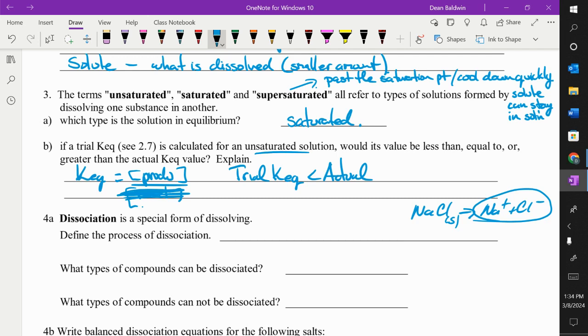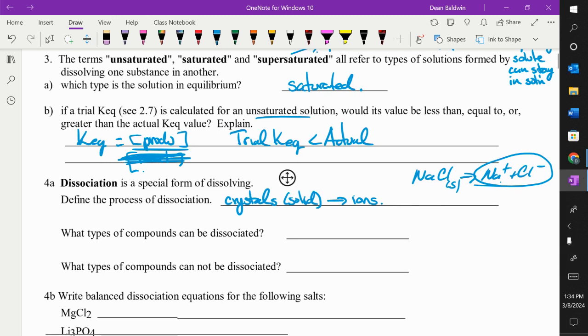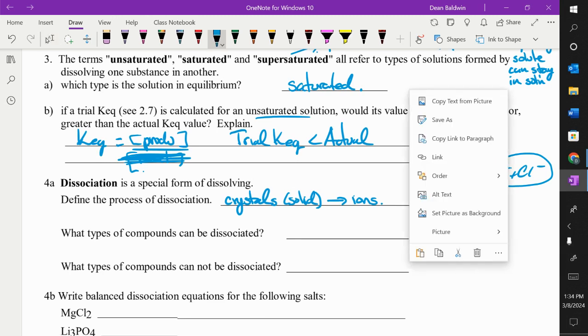Dissociation. Basically, I just wrote dissociation. If you remember chemistry 11, it is when the crystals of a solid break up into their ions. So in this case, I did one right there. Sodium chloride breaks up into sodium and chloride, and I technically should write aqueous on them.